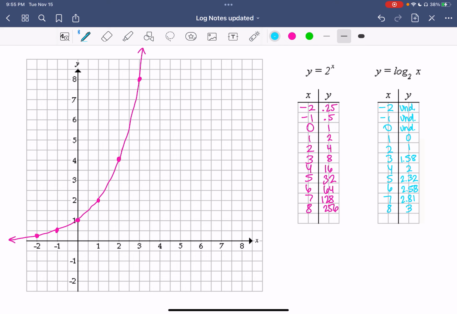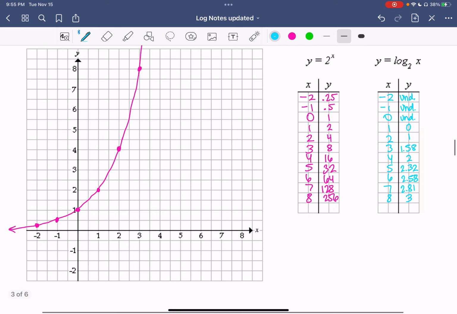Okay, now I'm going to do the same thing for the logarithmic function. So it starts after 0, so my first point that I have is 1, 0, 2, 1. I'm going to just do the whole numbers, I'm not going to worry about the decimals. So 4, 2, and then 8, 3. Okay, so this one goes like this.